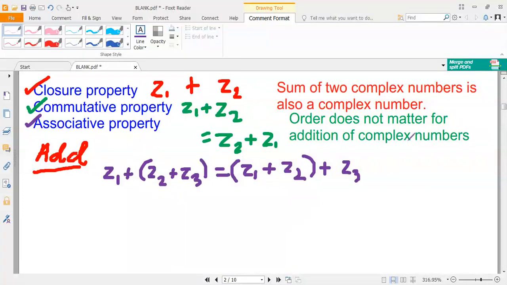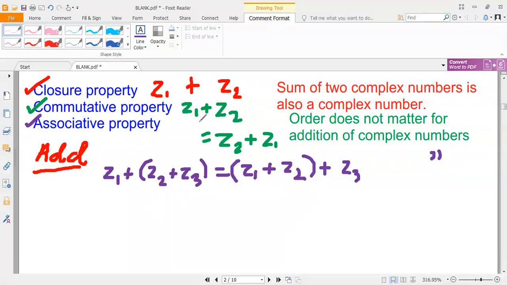What does that mean? Essentially, it's pretty much the same, except for the fact that whether you add the first two terms and then add the third term, or whether you add the second and the third term and then add the first term, that doesn't matter. So pretty much the same concept holds, that order does not matter for addition of complex numbers. So let me just put a detour sign over here. It's pretty much the same thing. The only difference is commutative property uses two complex numbers and associative property uses three complex numbers.